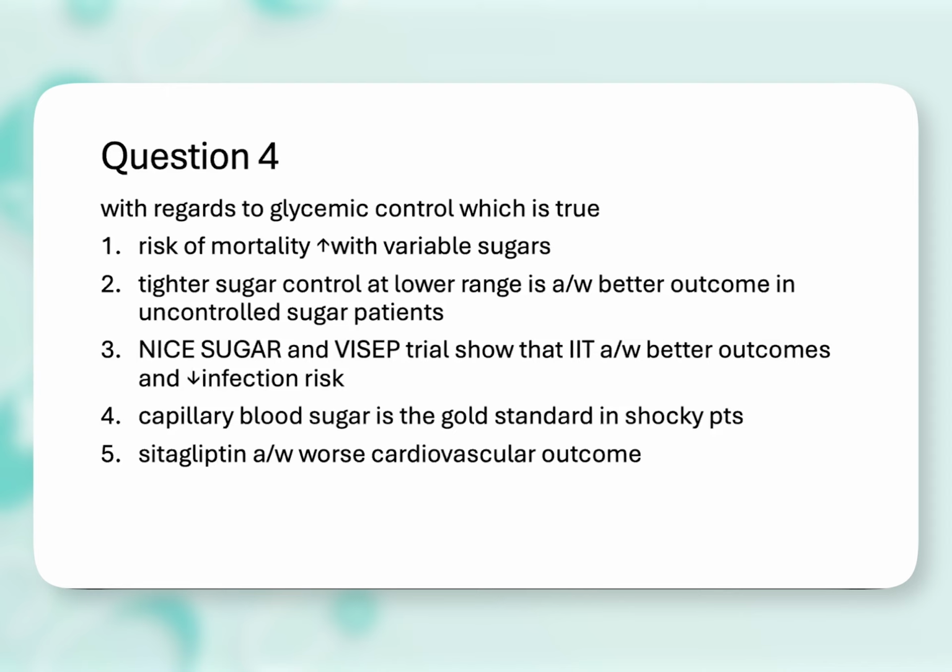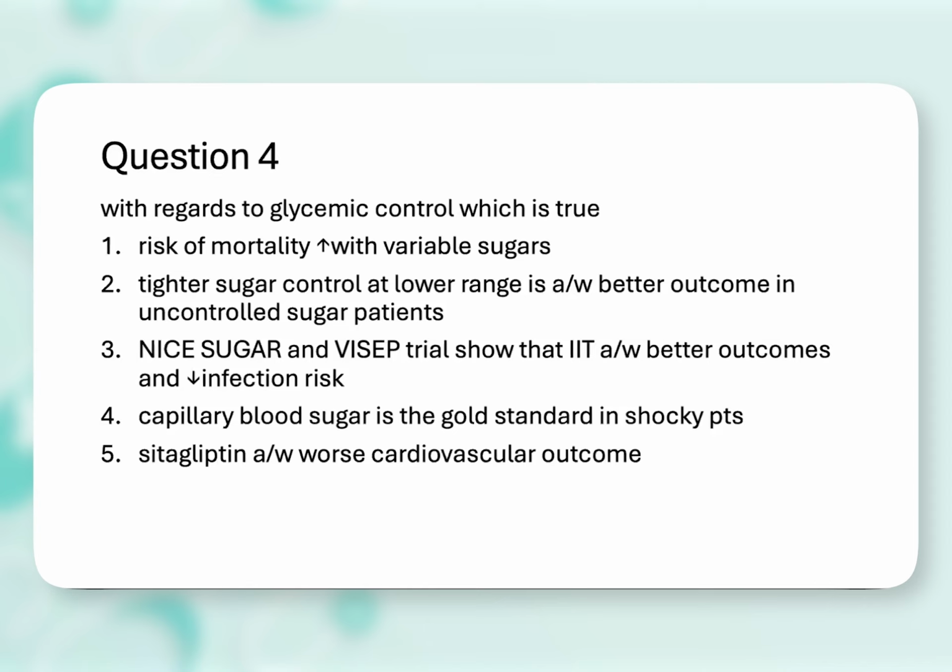Tighter sugar control has never been shown to be associated with a better outcome after the initial trial by Van den Berghe et al. That was in surgical ICU patients. That was the only trial which showed that intensive insulin therapy was associated with better outcome. But after that, every trial is negative, and the recent trials are showing that there can be harm. So you don't go for tight sugar control, you go for a modest sugar control between 140 and 200.